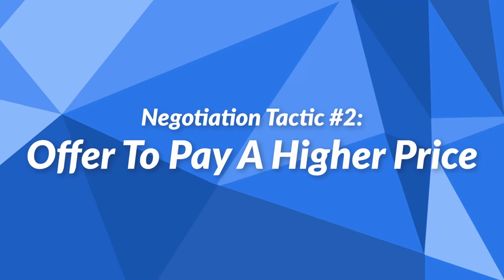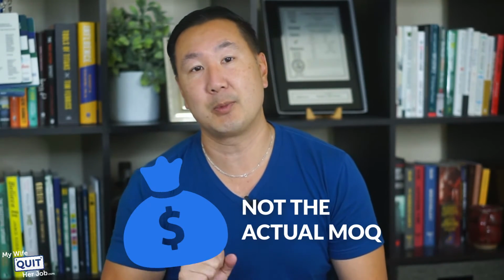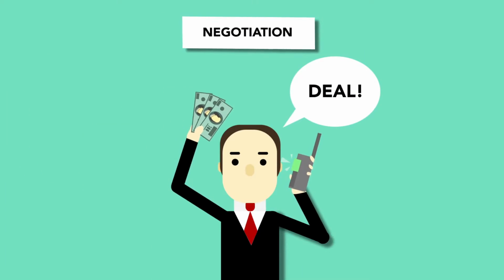Negotiating tactic number 2, offer to pay a higher price. Now, when it comes to negotiating with a vendor, it often comes down to the money and not the actual MOQ. Now, if producing less units makes sense financially for the supplier, then they'll likely go for it. As a result, it's about finding that middle ground where both parties are satisfied.